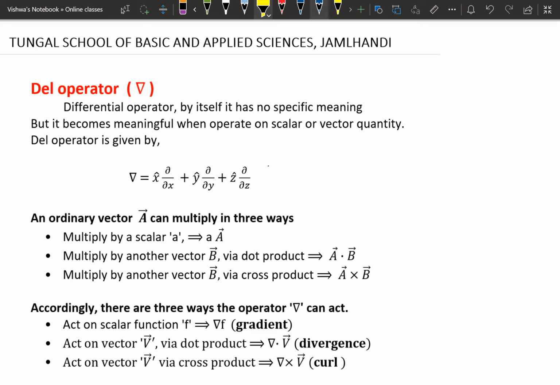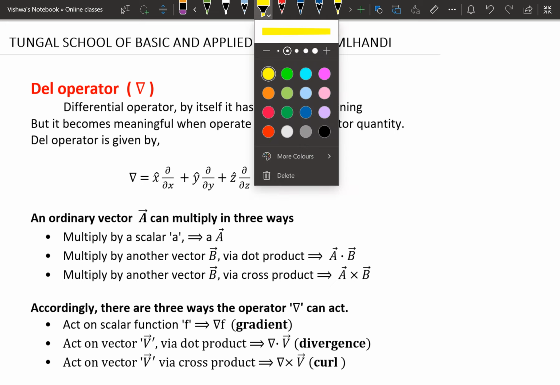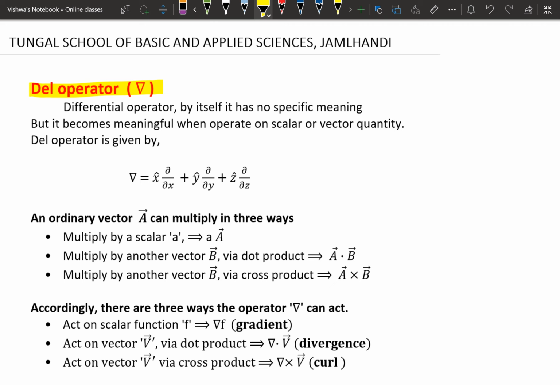Here that operator we call the Del operator. This symbol indicates Del. What is it? It is a differential operator. By itself it has no specific meaning, but it becomes meaningful when it operates on a scalar or a vector quantity. The Del operator is given by del equals x cap dou by dou x plus y cap dou by dou y plus z cap dou by dou z.